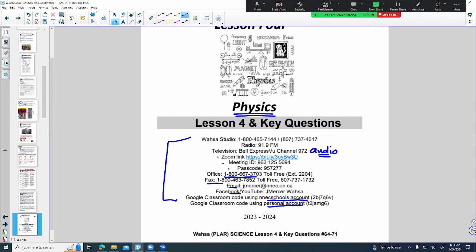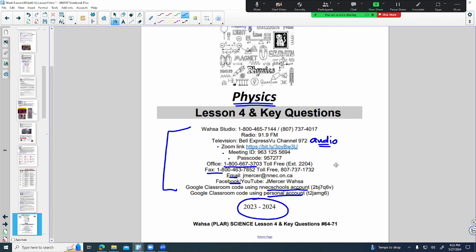So remember, if you do not have the 2023-2024 version, that's fine. I will accept the 2022-23. You don't have to start from the beginning. Let's say, for example, you completed as far as lesson 2 from a different version. That's fine. Get the newer version and start with lesson 3. So lesson 4 and key questions, you will start with key question 74 and end with key question 71.